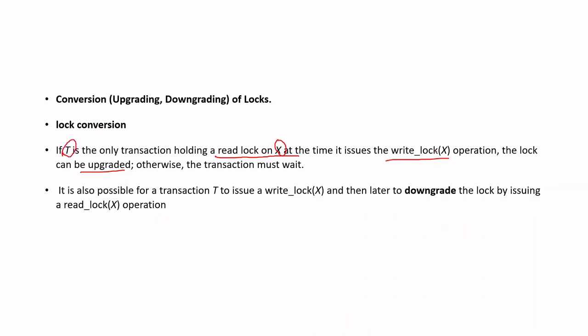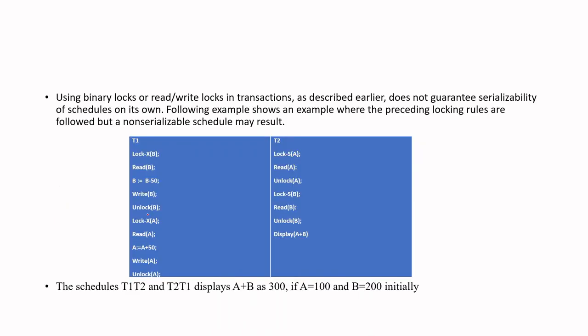Then after some time, if a write lock on X is issued by the same transaction, it is possible to upgrade the read lock to a write lock. And it is also possible for a transaction to issue a write lock and then later downgrade the lock by issuing a read lock operation. So this is another method which can be followed.